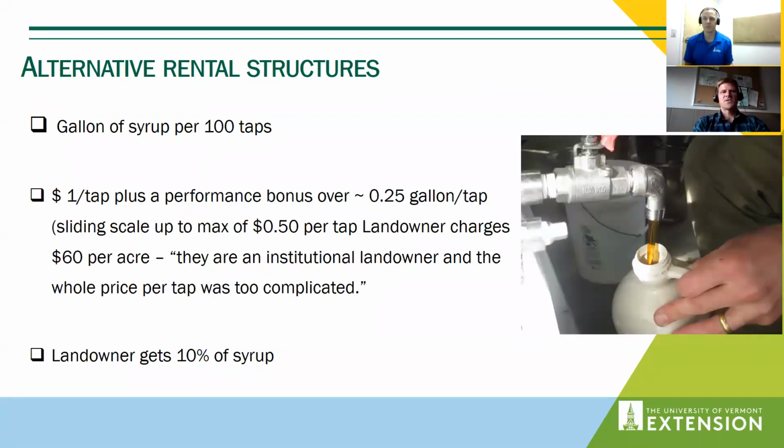So when we asked the producers, if they didn't have a strict certain dollar value per tap, what were some alternative structures that they used? We had everything from a gallon of syrup for every 100 taps that they rented. That was one. There was a straight dollar a tap payment, and then an index for if there was really good production. There was 10% of all the syrup would go to the landowner. So that's another way of doing it.